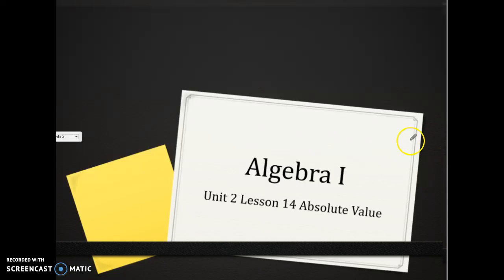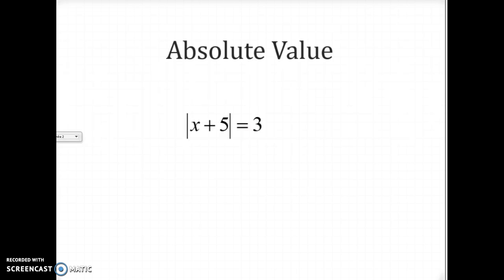So to work with absolute value equations and inequalities, you can solve them similarly to how we have worked with equations, but since there's that absolute value piece, you need to think about it as whatever is inside this chunk has an absolute value of 3.